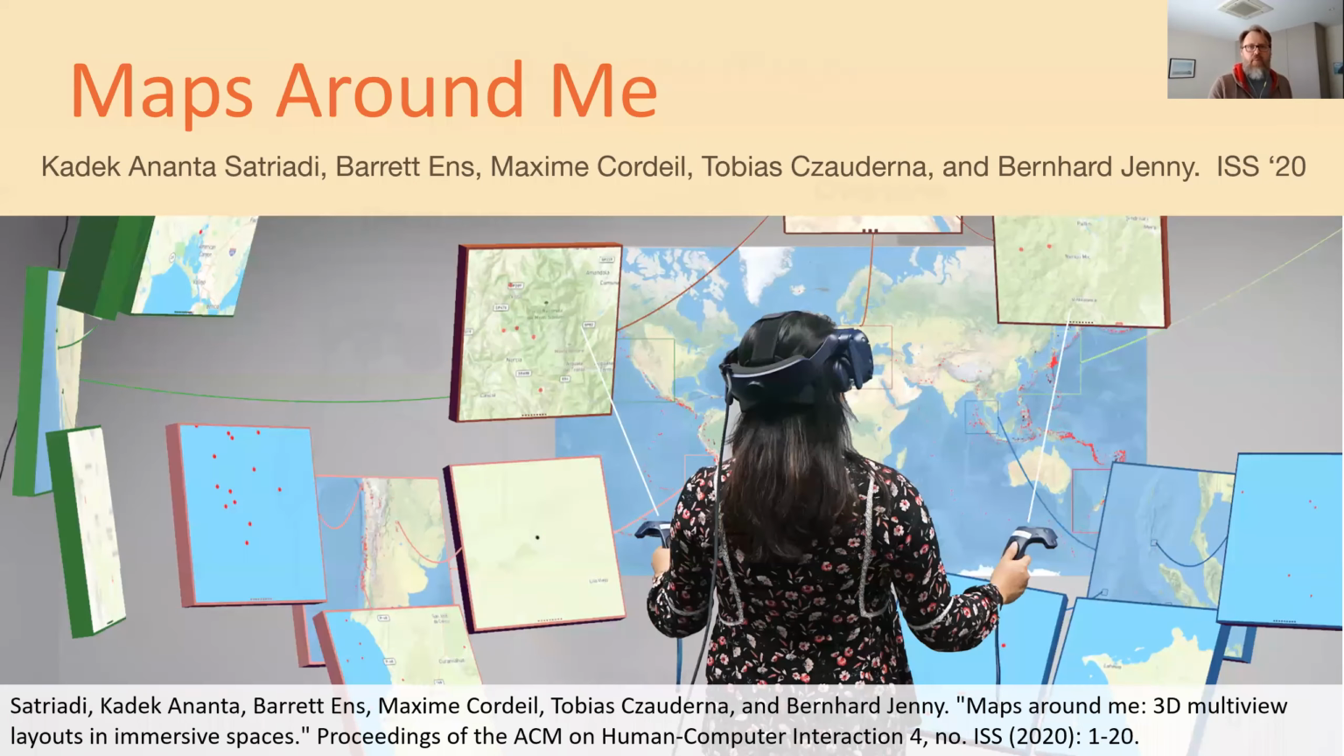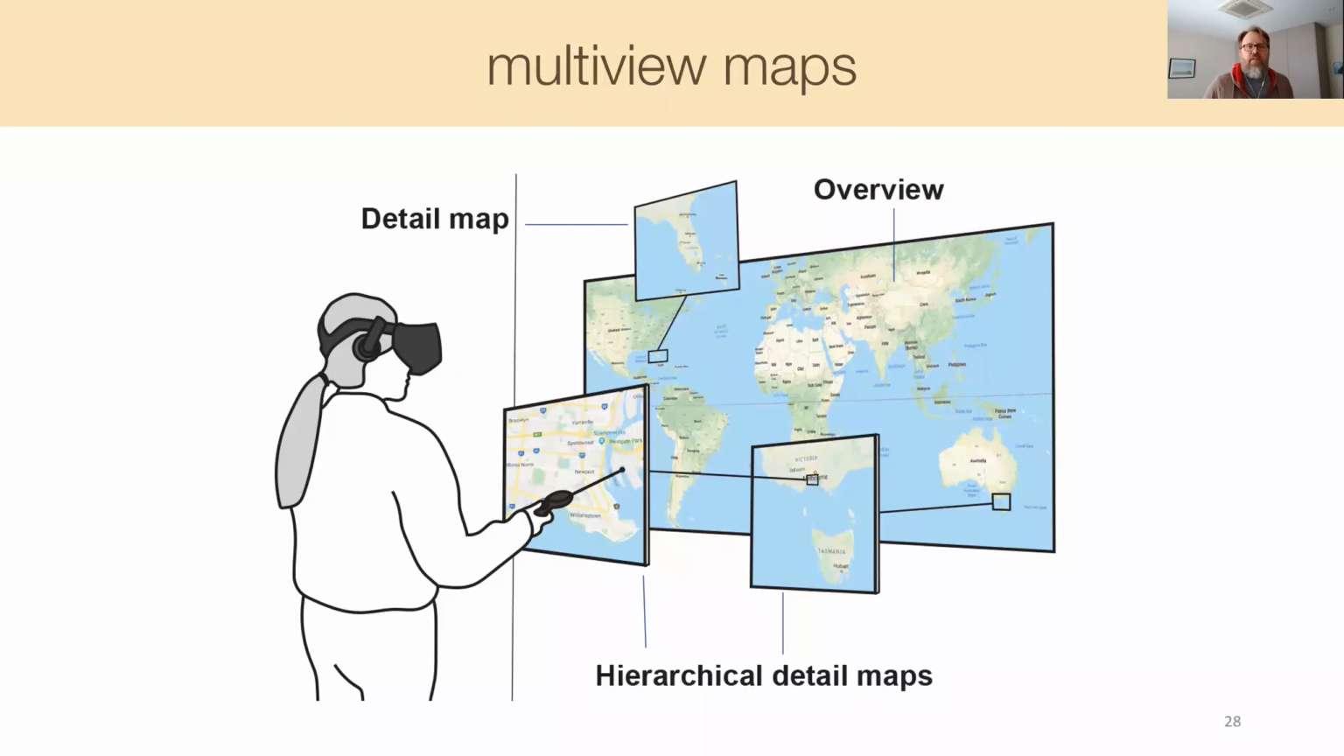So a multi-view map is essentially an organization of maps in a hierarchy where you want to solve a problem where you require the use of different scales. So you have this big overview map where you can see at a high level, and then you can have these different detail views that come out of the map, and you can have any number of these.